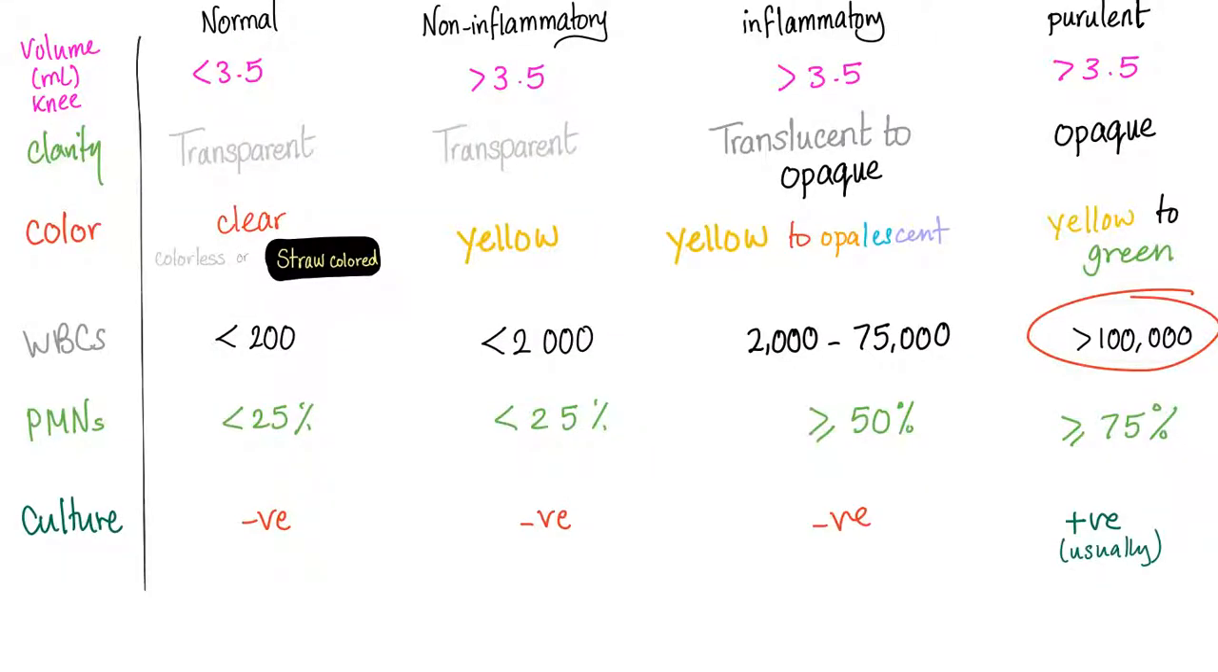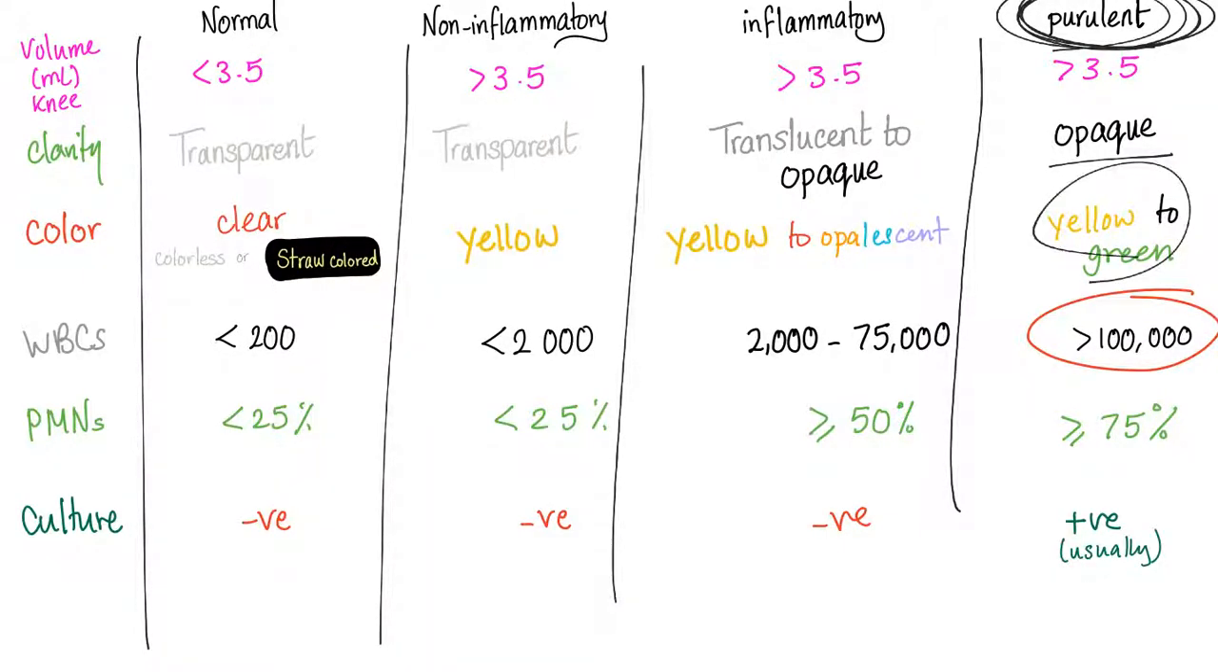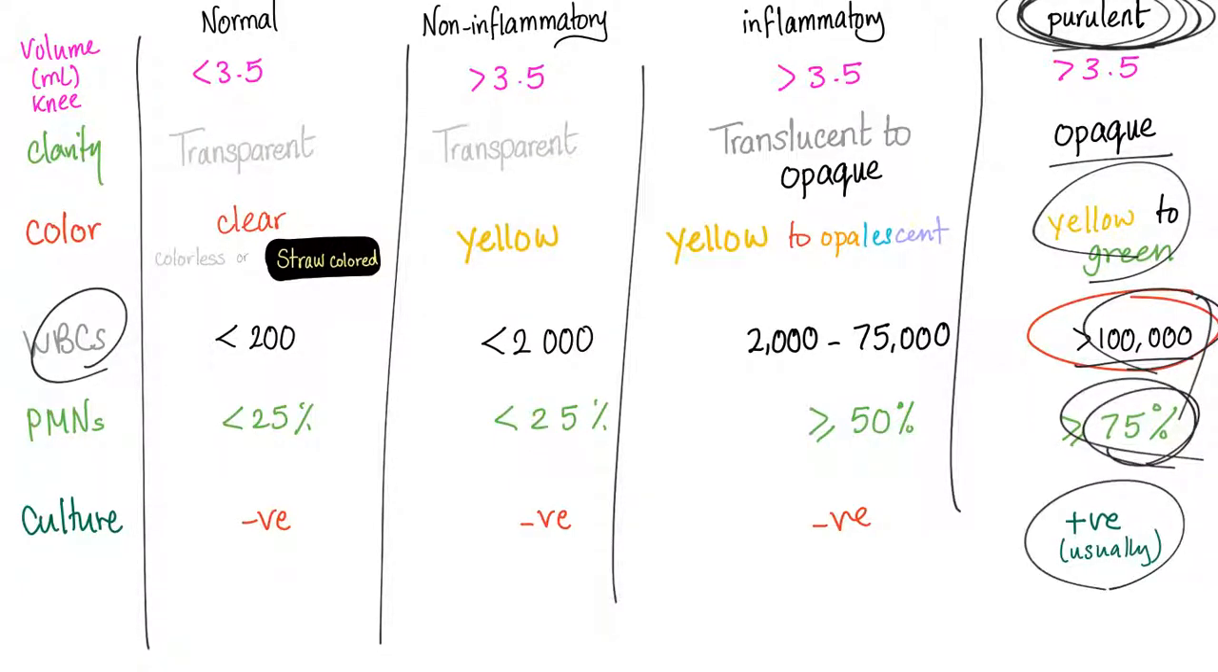We talked about the results of arthrocentesis before. If we are talking about septic arthritis, we're talking about a purulent inflammation. We have opaque synovial fluid, which is yellow to green, and more than 100,000 white blood cells within the joint space, within the sample. And of course, more than 75% of these white blood cells are neutrophils. The culture is usually positive, but not always.